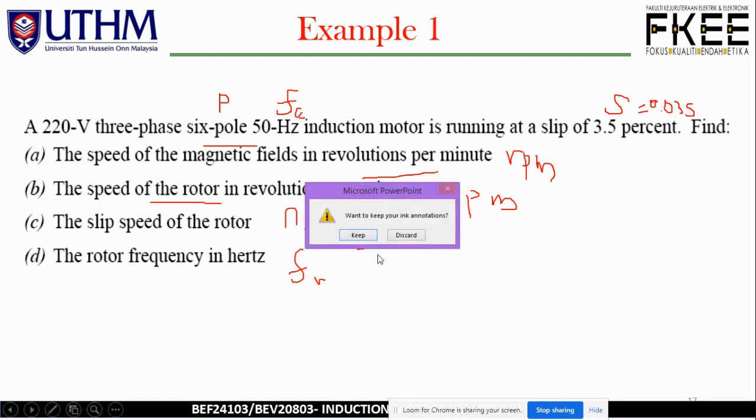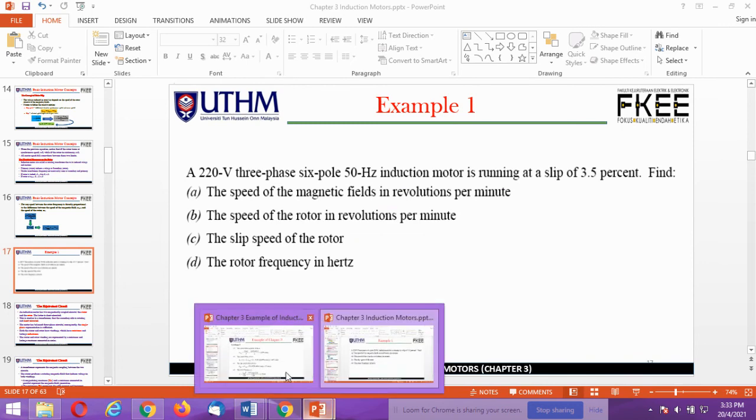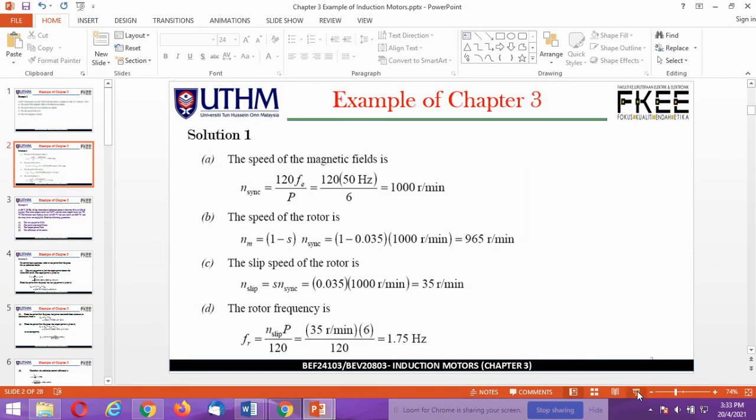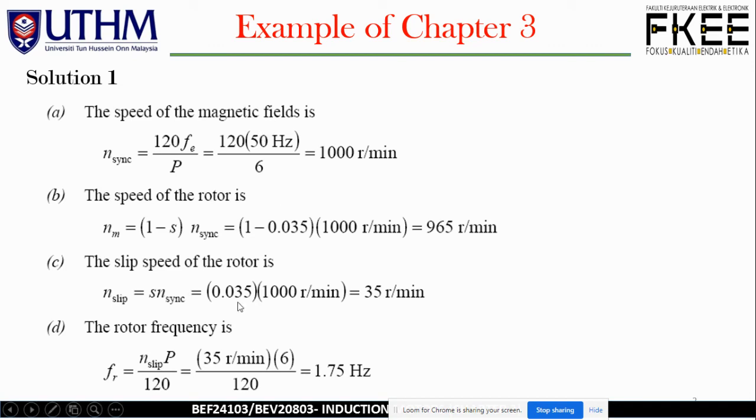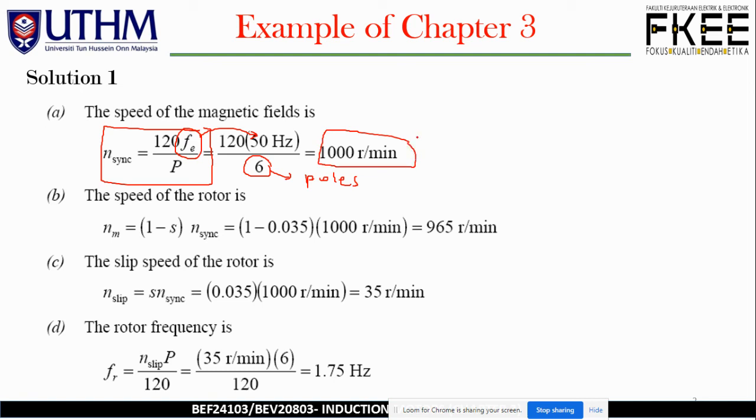Okay, so let's look at the solution. Solution number 1, the speed of the magnetic field. Here use this equation, Nsync equal to 120 Fe over P. Fe is provided in the question, 50 Hertz, times 120 over 6, the number of poles, which is also provided in the question. Solving this, we can calculate the speed of the magnetic field, which is 1000 RPM.